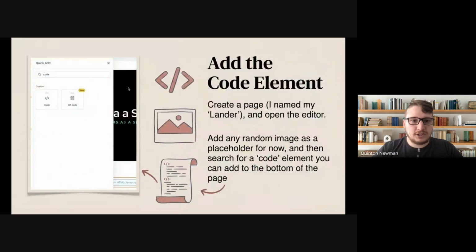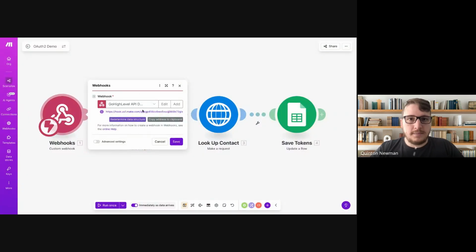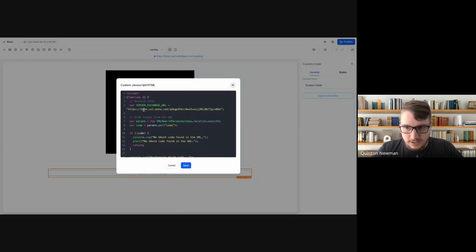and make sure, I put this here so that you can see, make sure after you add that code element, you replace that yourdomain.com that comes with the code snippet with your URL. So that URL that you got from the Make scenario here, make sure that you take that URL and you paste it right into here, and then save and publish the page.